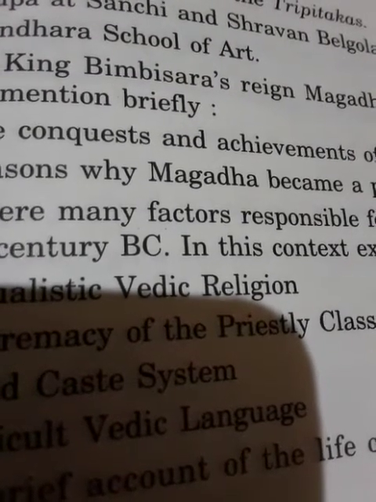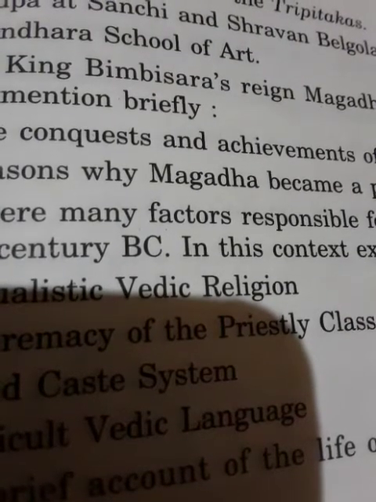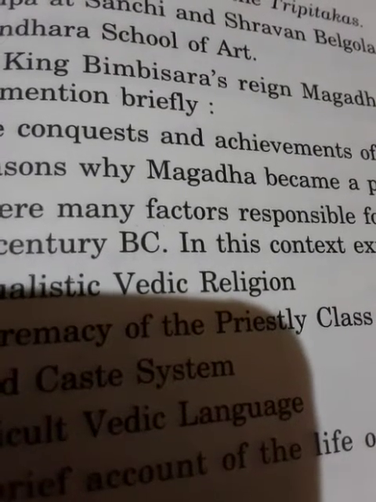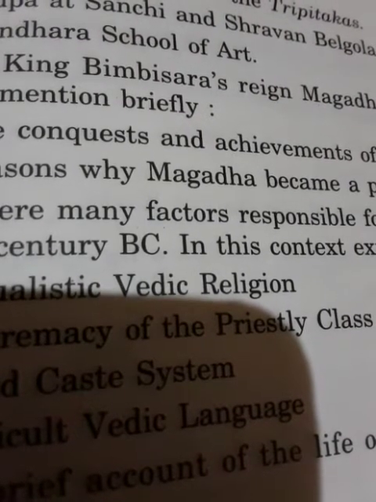Number 5. What are the main characteristics of a federation? Answer. The main characteristics of a federation are: number 1, written constitution; number 2, dual polity; number 3, division of powers; and number 4, Supreme Court.